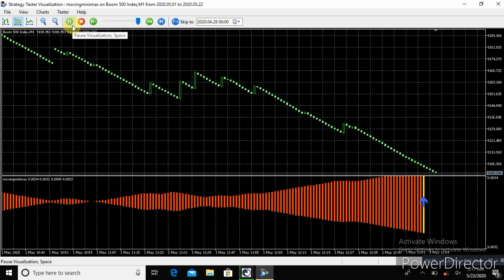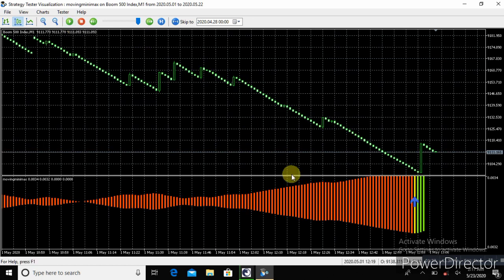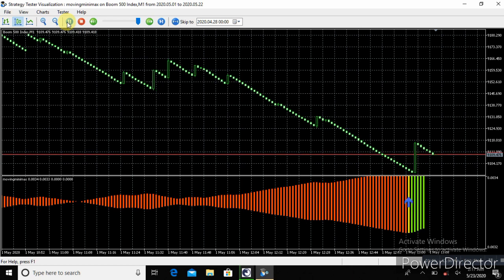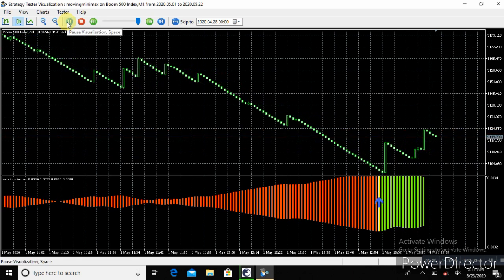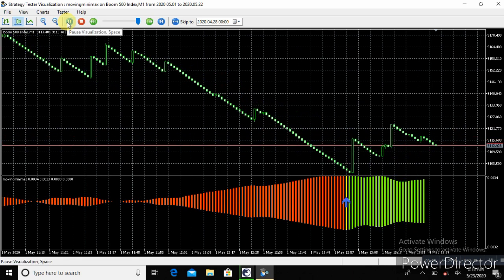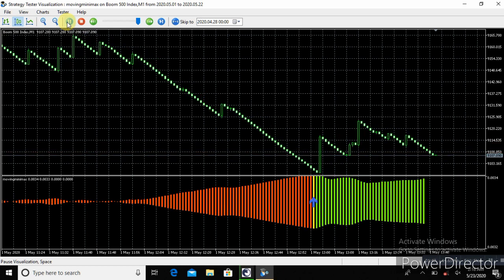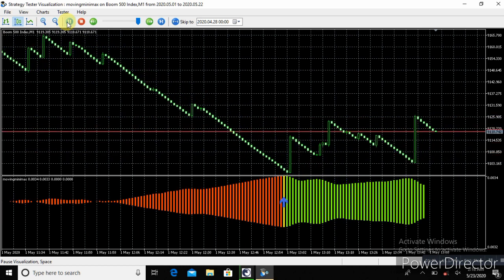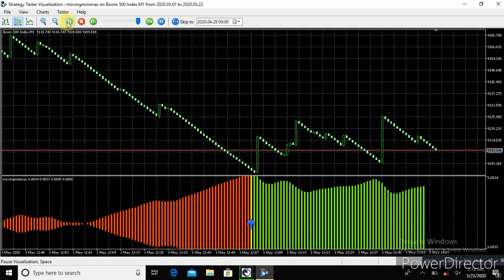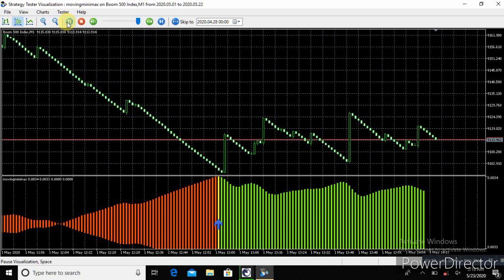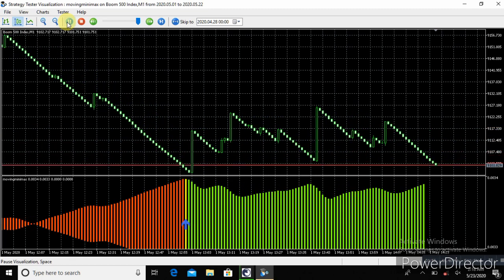Look here, 6, 7, 8, and after 8 candles, a spike. The arrow is still here, look here, spike, more spikes on the way. Look here, how many spikes. The arrow will confirm a spike is on the way. Look here, more spikes on the way.